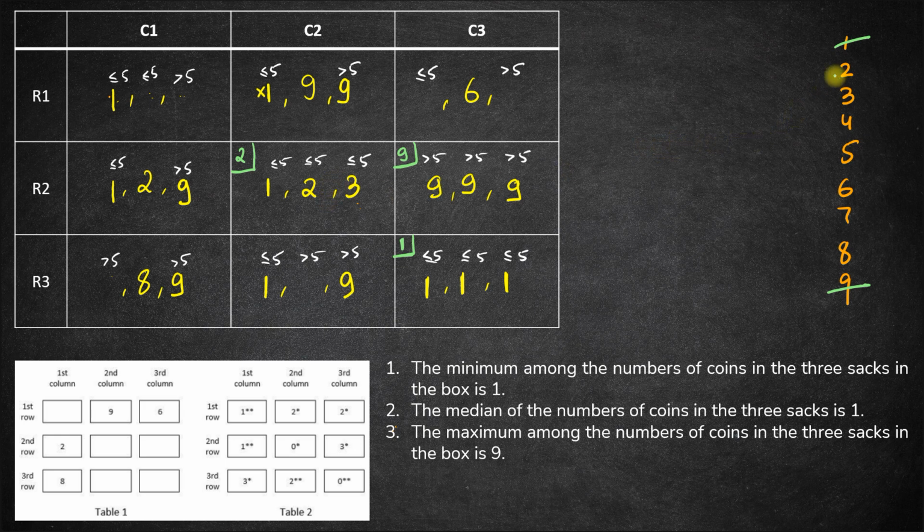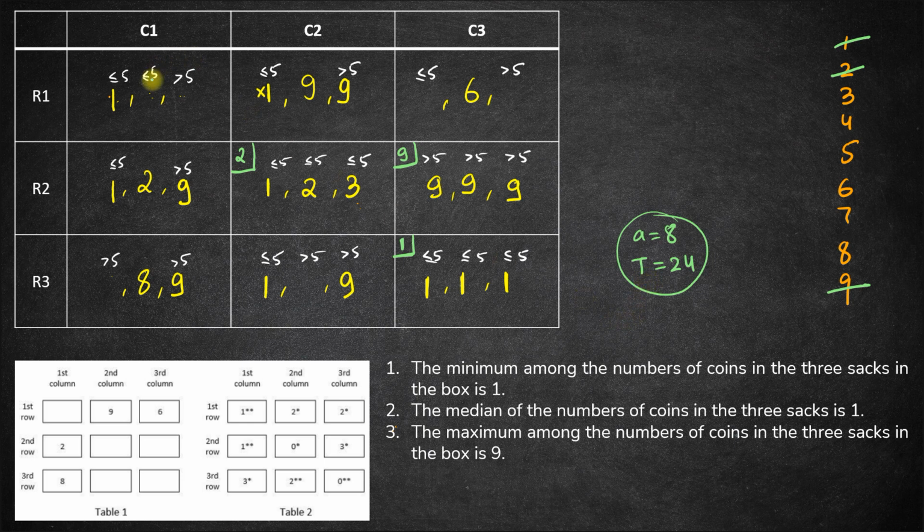So average 2 is also done. Now let's look at average 8. Which box can contain an average of 8? If average is 8, the total should be 8 into 3, 24. Now let us look at which box can have a total of 24 here.